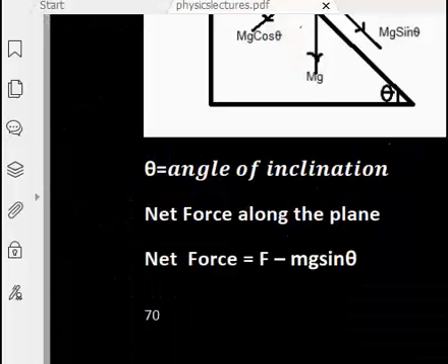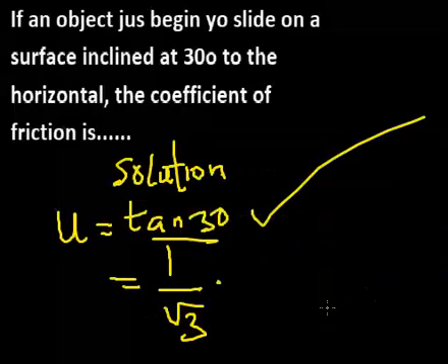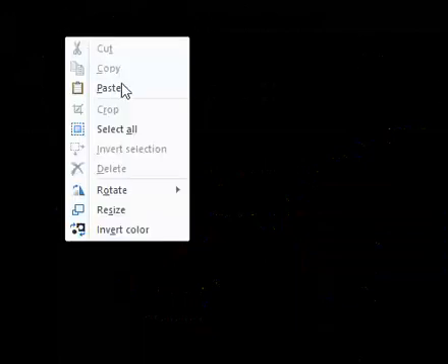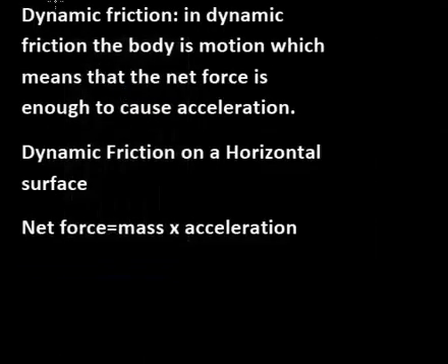Alright, so now the next we're going to look at is dynamic friction. Let's see how dynamic friction works. Remember, in static friction, that body is being placed at rest. It's not moving, okay? But dynamic friction, which we're going to be looking at now, the body is in motion, which means that the net force is enough to cause acceleration. So that means the force that is actually pulling the body to move has overcome the frictional force. So that is what is known as net force.